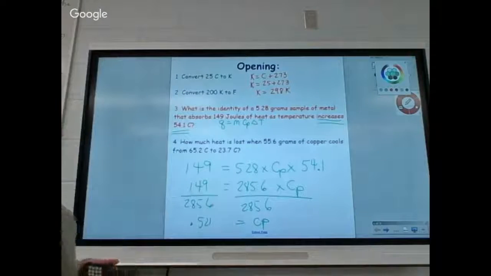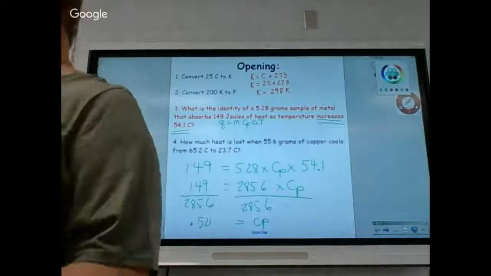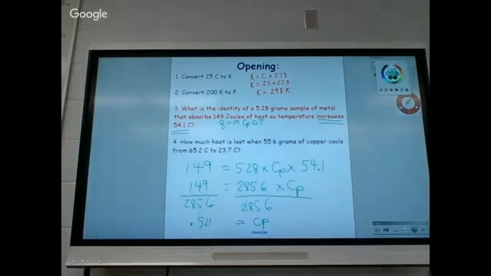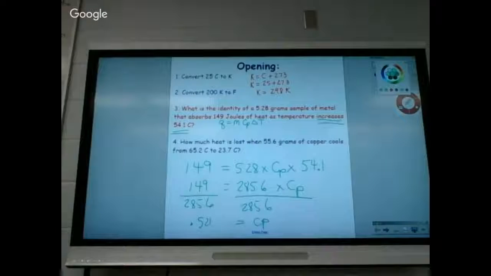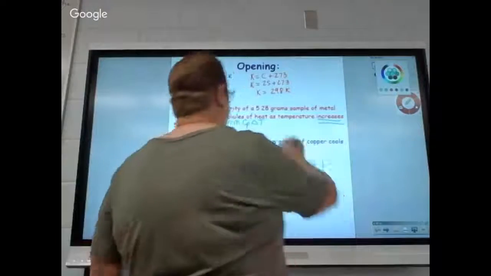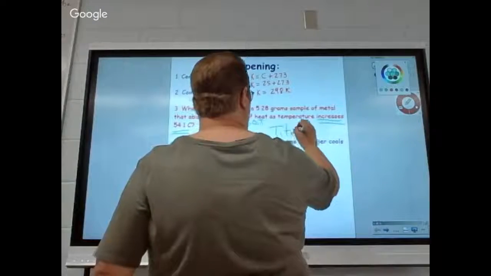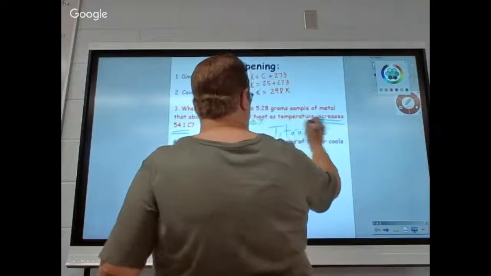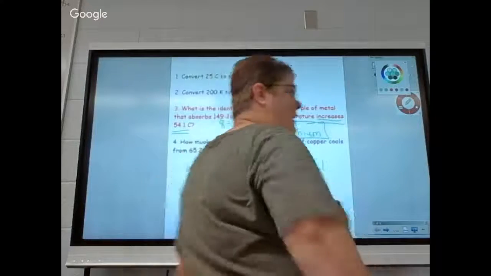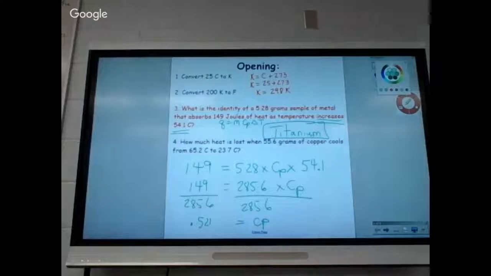Now, I don't really need a unit on this. I don't really even need to worry about significant digits, because is the question asking me for a number? No, it's asking me the identity of the metal. So it's not really important for me to have a unit or significant digits. I need to go to my blue sheet and find out what element I have. Titanium? So my answer is titanium, which is why I said it's not really important for me to know my significant digits or my unit, because I'm not finding that in this question.